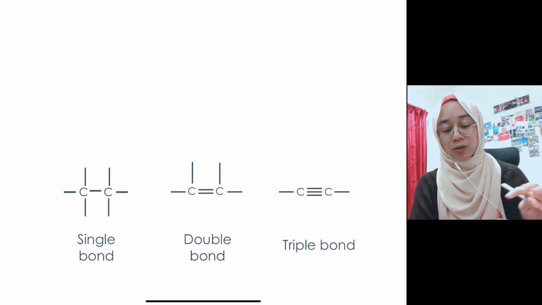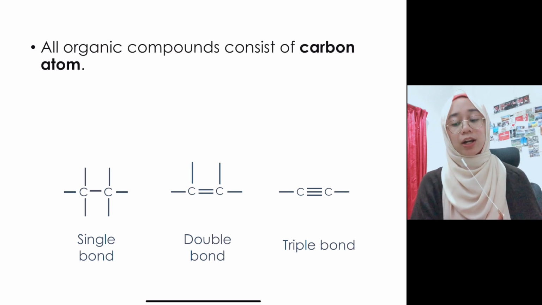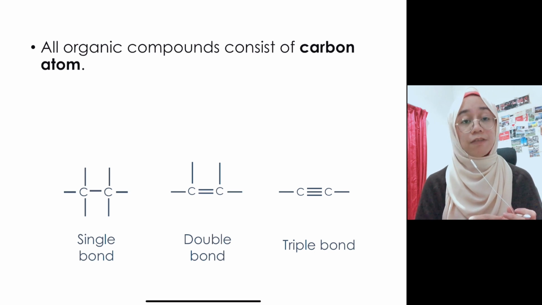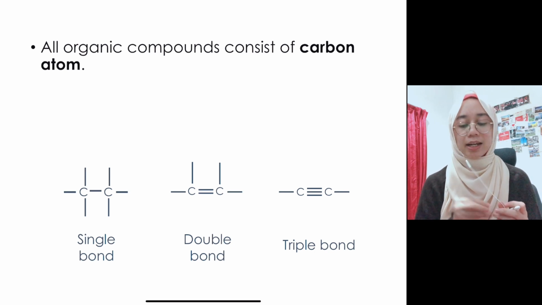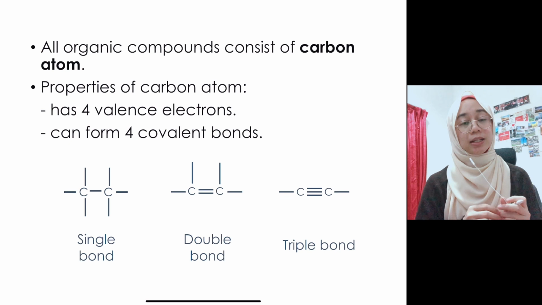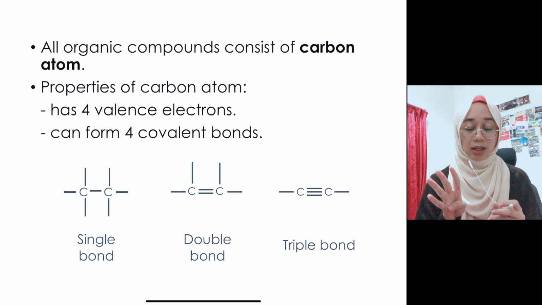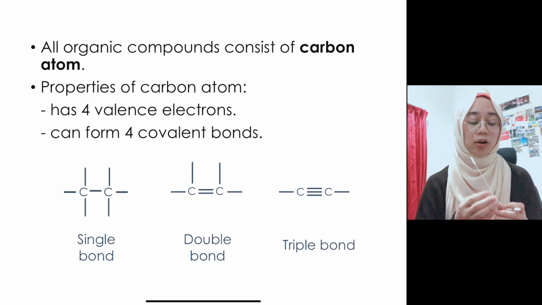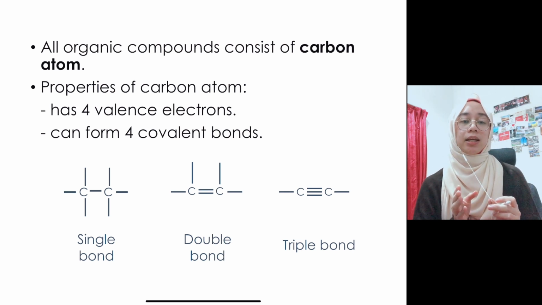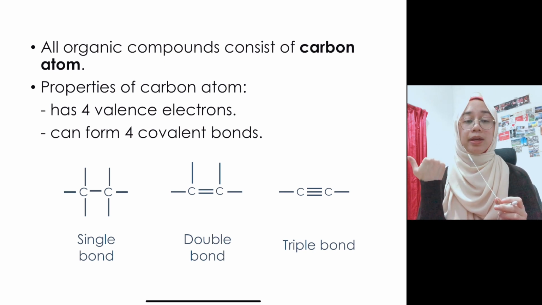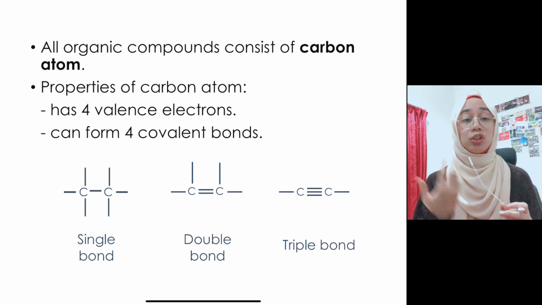So all organic compounds, by now you should know that all organic compounds must consist of carbon atoms. Dia kena ada carbon atom. Jadi properties of carbon atom yang kamu kena tahu by now is it has 4 valence electrons and it can form 4 covalent bonds. These 4 covalent bonds can consist in many forms. It can be in single bonds, double bonds, or triple bonds.